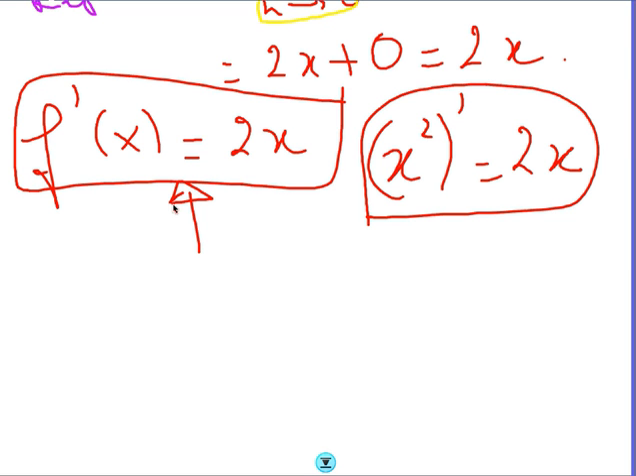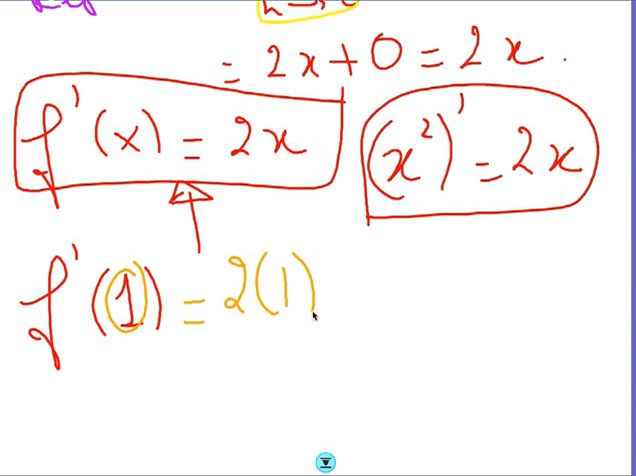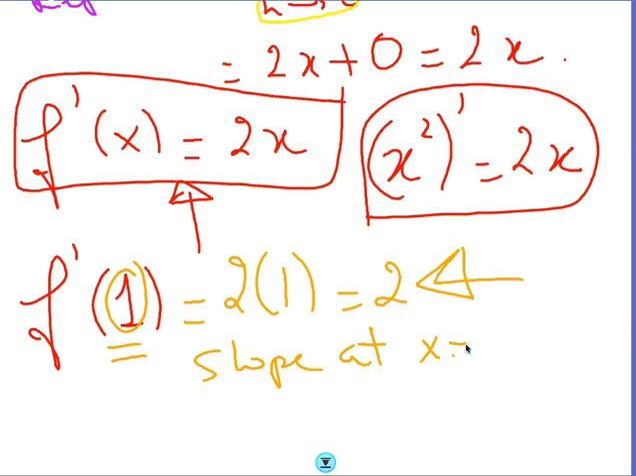If I asked you to find f prime at 1, once you find the derivative of your function, you just replace x by the value given. x is 1, so f prime of 1 is 2 times 1, which is 2. This means that the slope of your function at x equals 1 is equal to 2. This is the meaning of the derivative of a function at a point. Let's take another example in the next video.